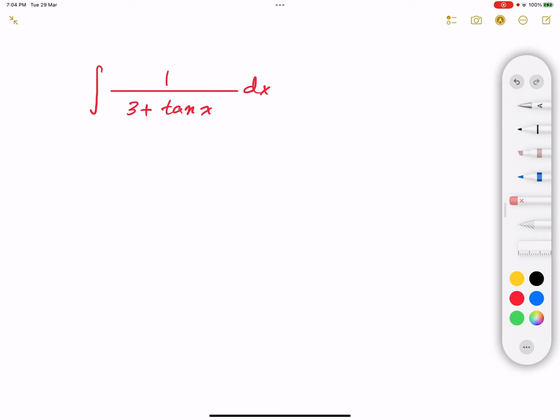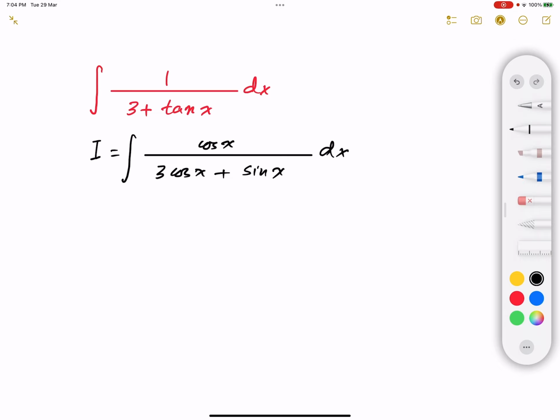We'll call the integral I, and that is going to be equal to the integral of, we need to multiply the numerator by a cosine, so that would give us a cosine x in the numerator, and 3 cosine x plus sine x dx in the denominator, okay?